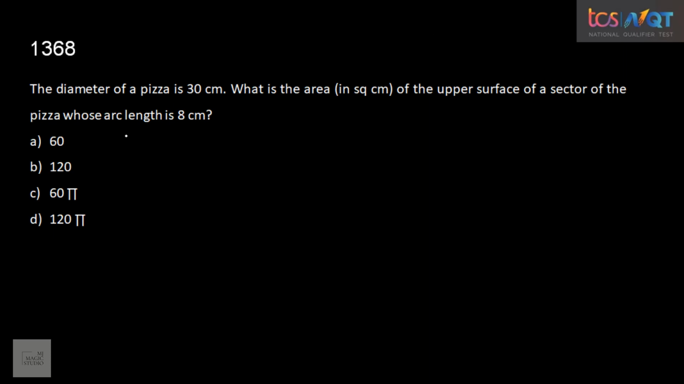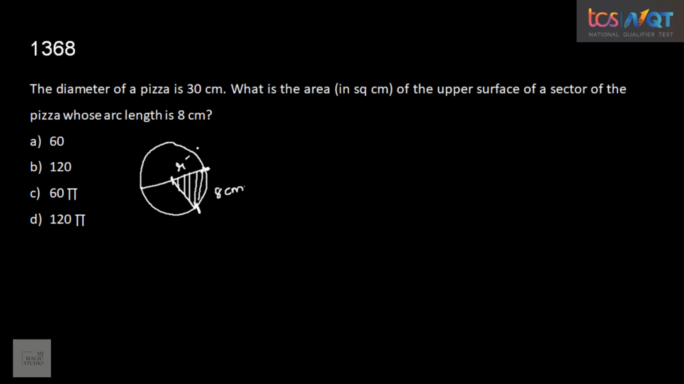Okay. The diameter of a pizza is 30 centimeter. We have a circle and its diameter is known. What is the area of the upper surface of the sector whose arc length is 8 centimeter? So we have this one portion of pizza whose arc length is 8 centimeter. We need to find the radius.